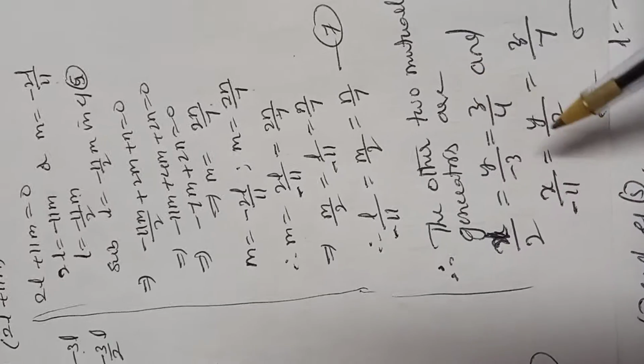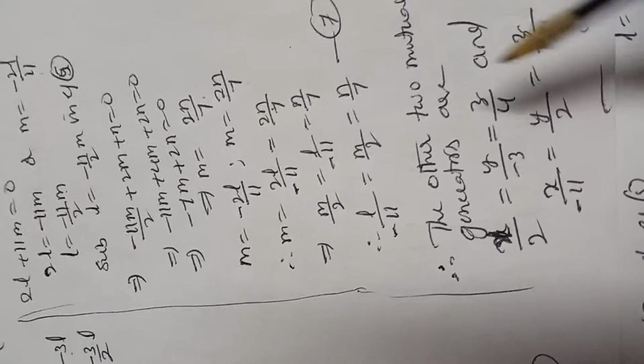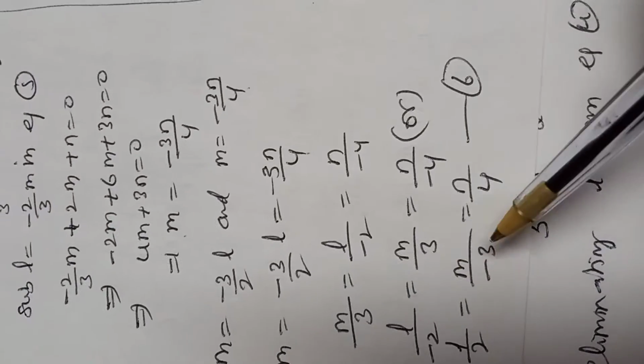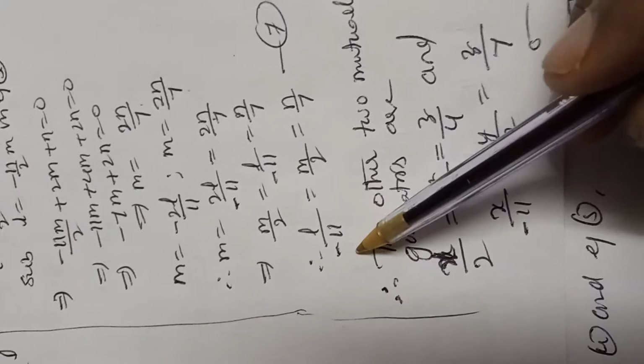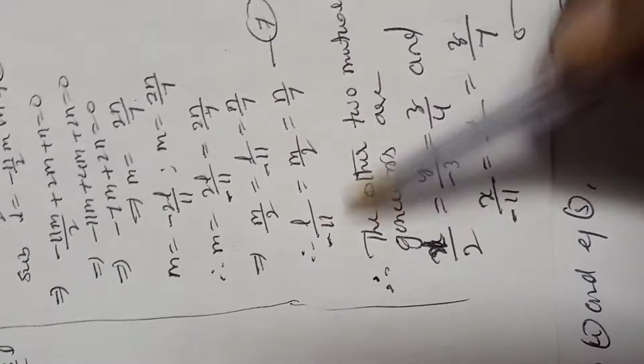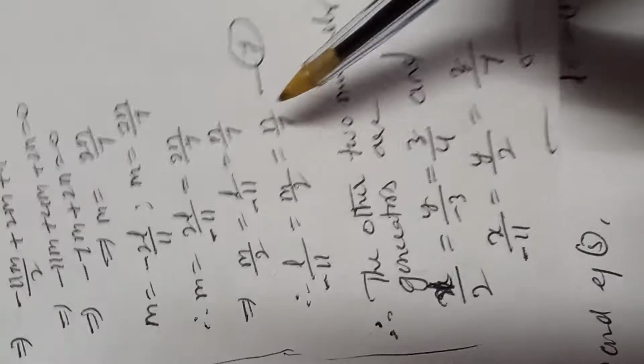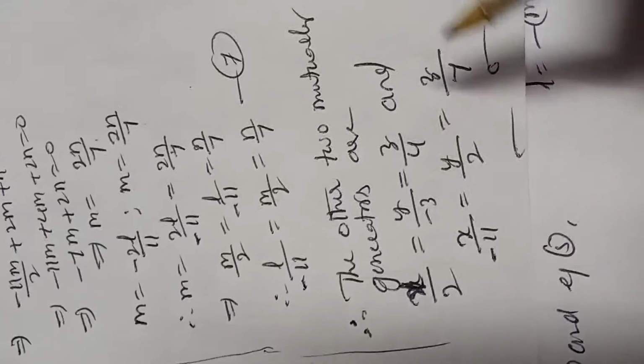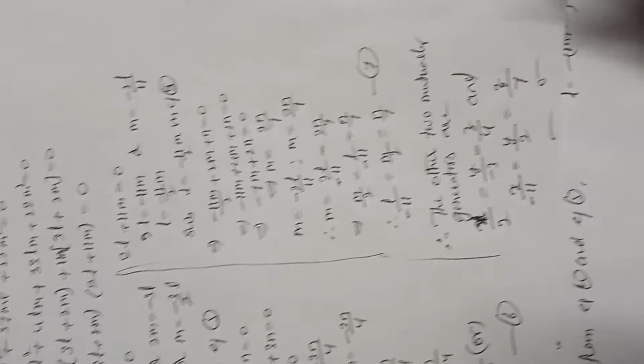From these two equations, we got the equations of those two lines, those mutually perpendicular generators. One line is x by 2, y by minus 3, z by 4. Another line, by taking these direction cosines, is x by minus 11, y by 2, z by 7. These two are the two mutually perpendicular generators of the given cone.